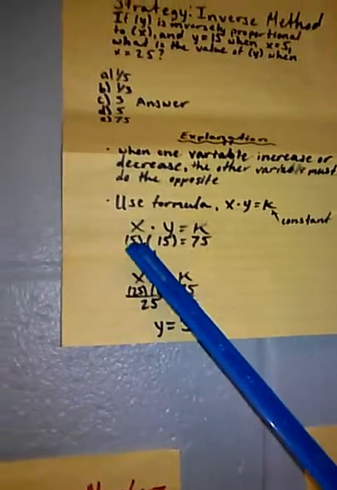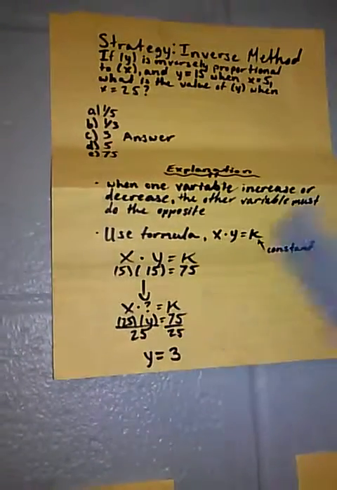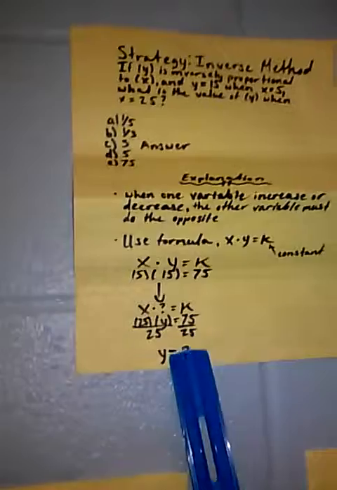So it shows that x was multiplied times 5. So therefore y would divide by 5. So that gives you y equals 3.